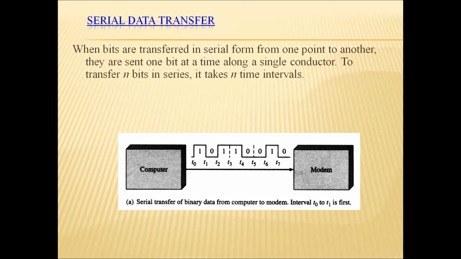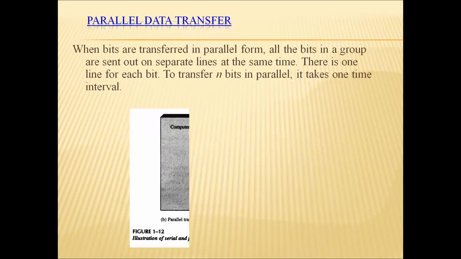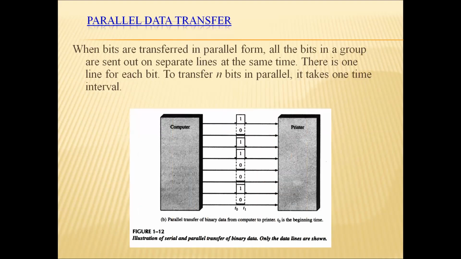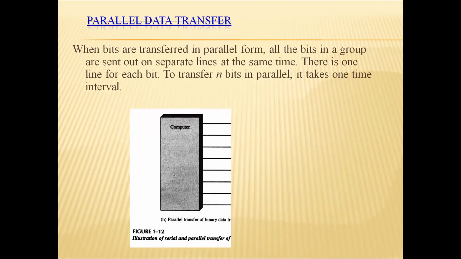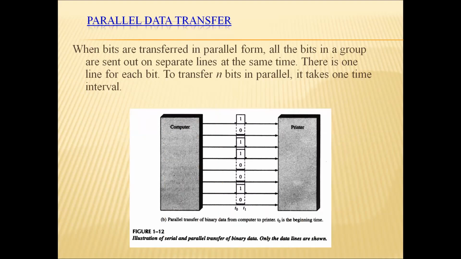Now parallel data is very fast. The whole of the data, as you see here, 10110010, is sent to the printer all at once, or rather with a single clock, to be more precise. Here the interface is a printer, but you can think of any other digital interface, no problem. It is very fast because it takes only one time interval.